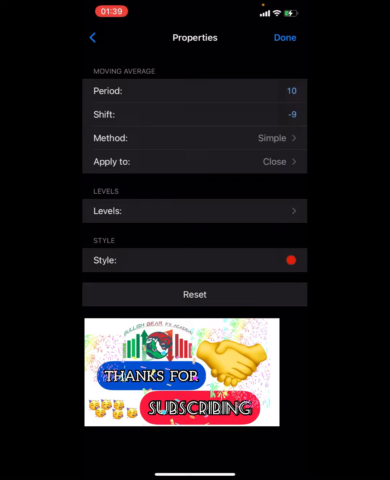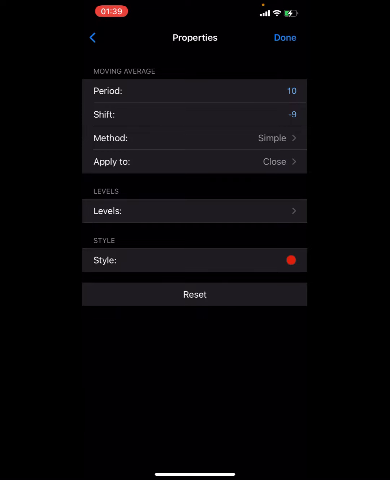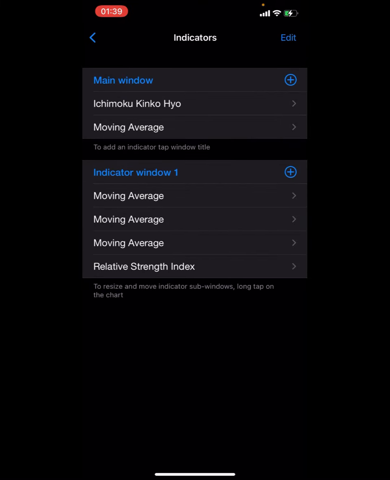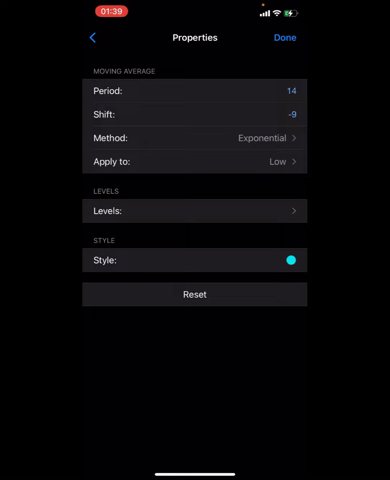Okay, all right, so period is 10, shift to be -9, method simple, apply to close, level no level, style red. Then the second moving average we've got here, period to be 14, shift 9. This time your method is exponential. Okay, then apply to low, level there's no level, style put whatever color that you desire.